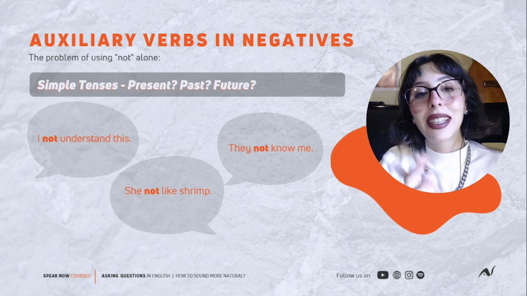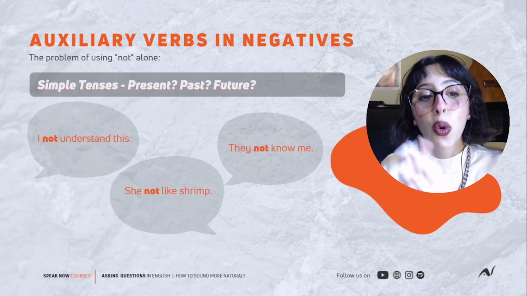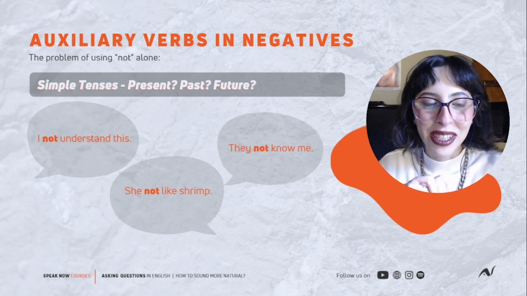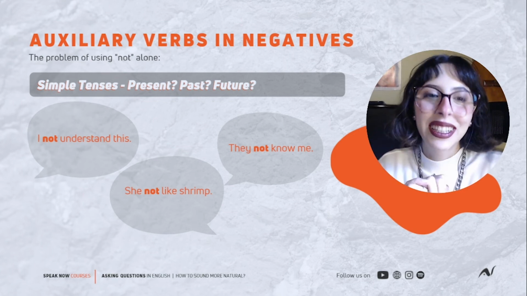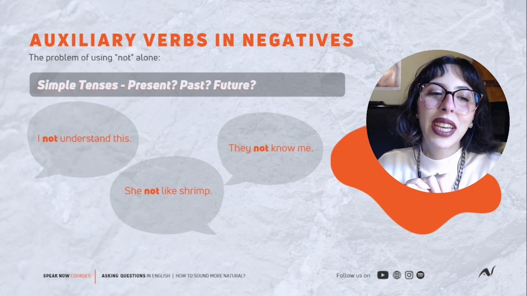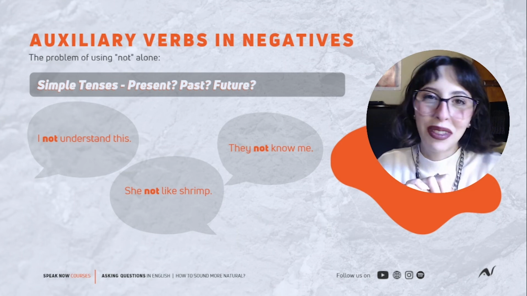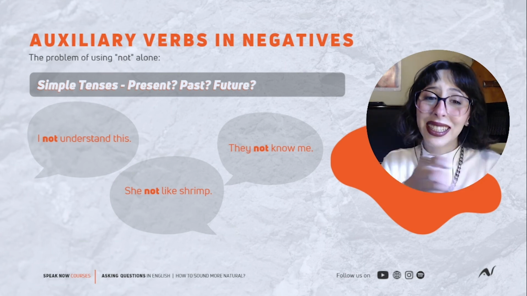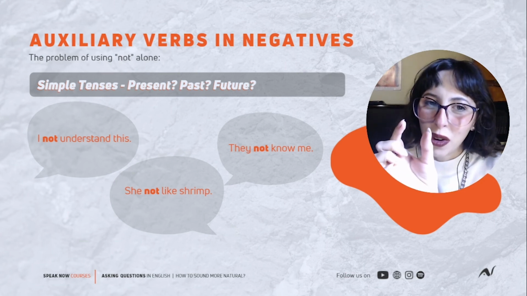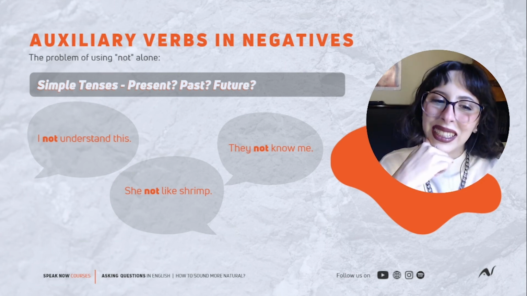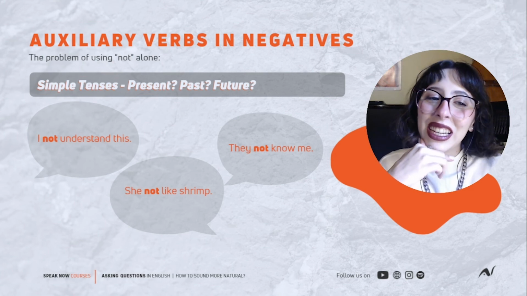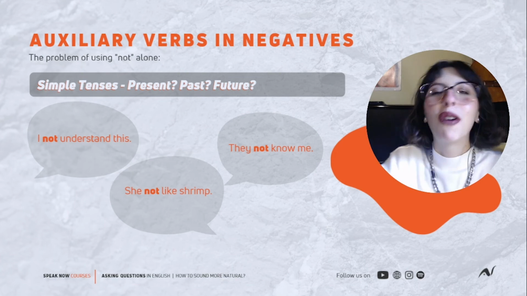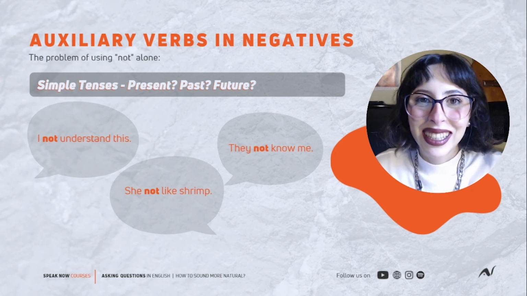In the next lesson tomorrow, I'm going to tell you why this is not correct and what is the correct way to make negatives using the auxiliary verbs in English. You cannot forget about the auxiliary verbs in the negatives, guys. You can see these examples just using not alone are problematic. They are incorrect. I not understand this. Incorrect. But I'm going to go over these examples in our next lesson tomorrow.